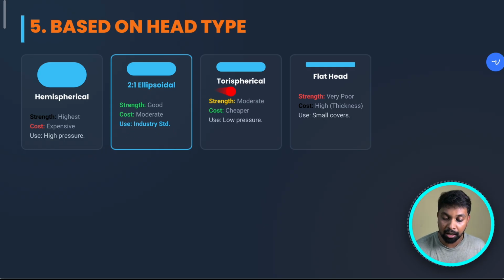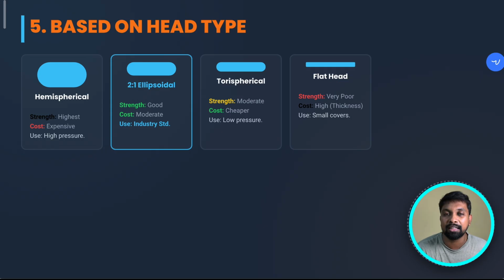The next one is torispherical. This torispherical head you can also see in most industries. It is used in utility plants and process plants. It is not used in high pressure equipment. It is used in moderate pressure equipment. The strength is not as good as the ellipsoidal, but it is moderate and we can use it for low pressure vessels. And comparing the cost of all three heads, the torispherical is cheap to manufacture.